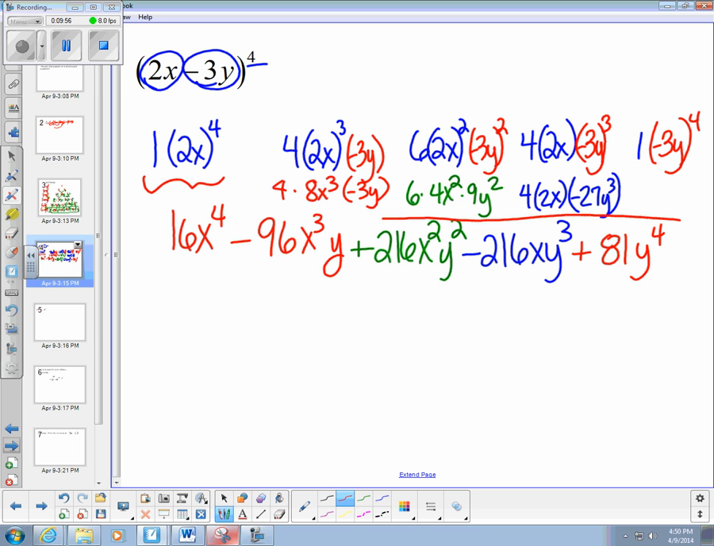Now look how quickly we were able to come up with the product without having to multiply 2x minus 3y times itself 4 times. Okay, look at the signs for just a second. So the first one came out positive, and then it was a negative, positive, negative, positive. When you have a minus in your binomial, if it's subtraction instead of addition, every other term will be negative. So it starts on a positive, and then it would be positive, negative, positive, negative, and it would continue in that pattern. If it's a plus sign in your binomial, then everything's going to come out positive.